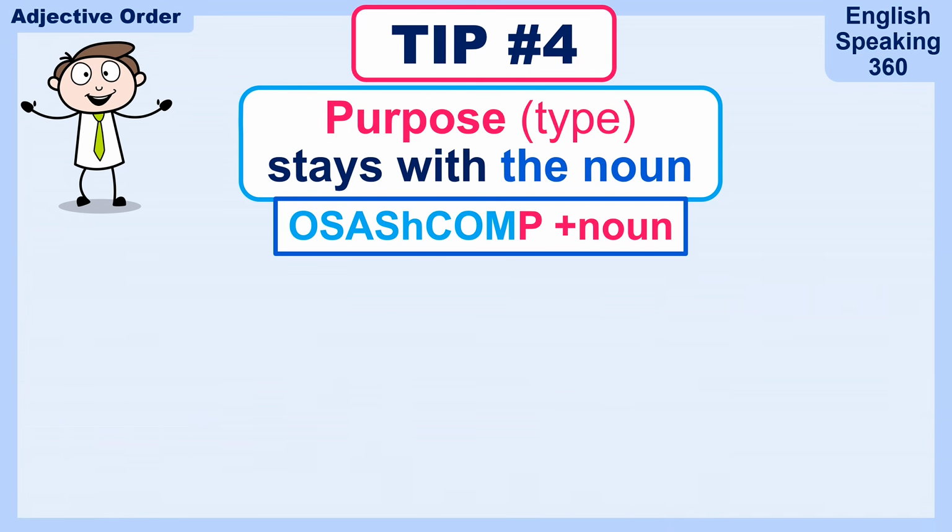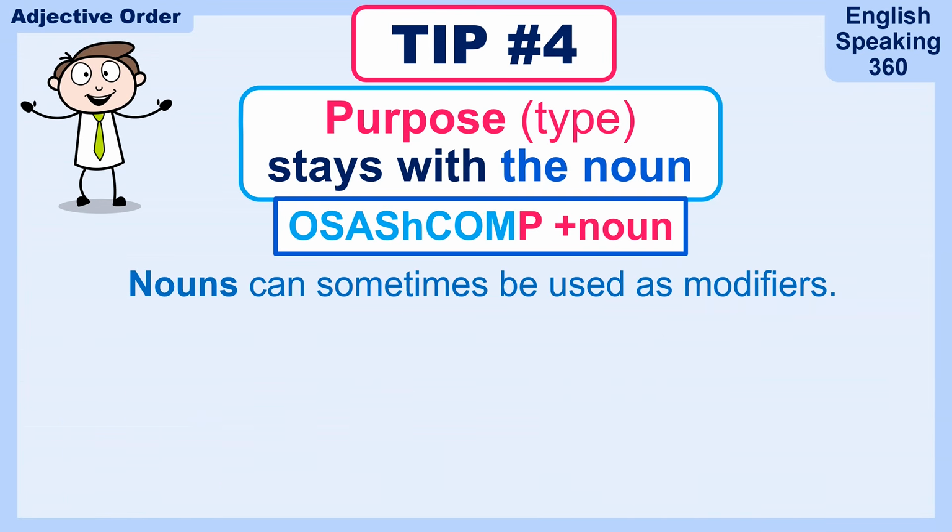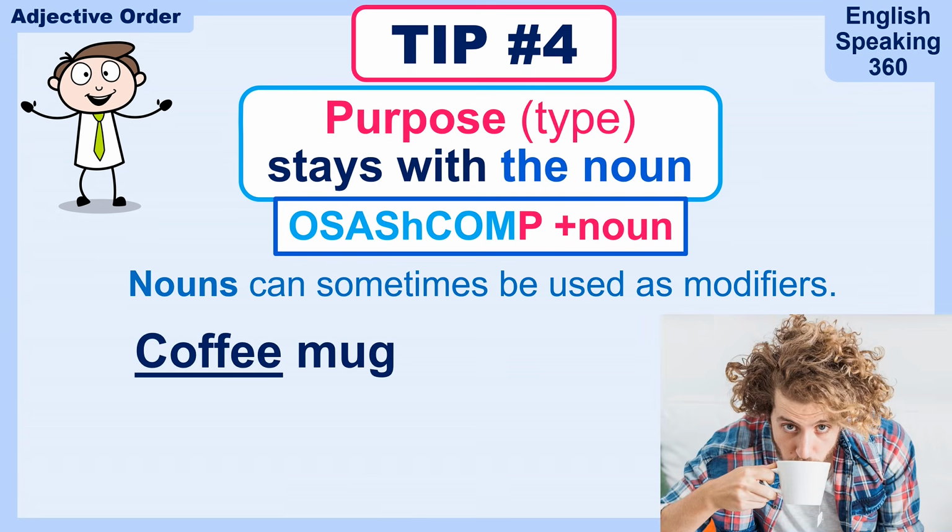However, sometimes nouns can be used as modifiers. They are not adjectives, but they modify the other noun, and they are put in the place of the P in the OSASCOMP rule. For example, coffee mug. Coffee is a noun. It's not an adjective, but it tells you the type of mug. It's a coffee mug. It tells you what the purpose of the mug is. The purpose is to pour coffee into it.